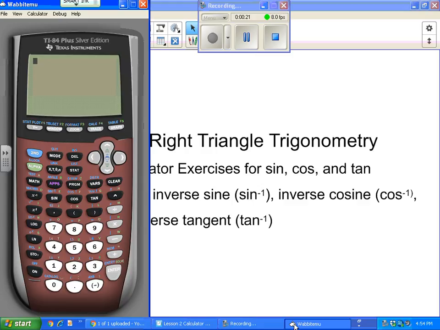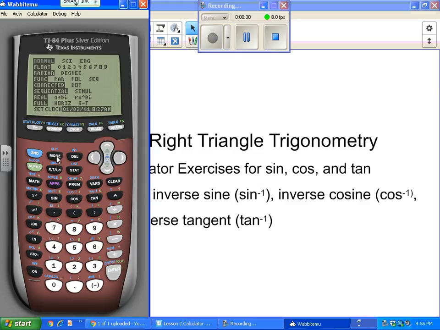The first thing I want you to do before we start the lesson is hit the mode key. All of the angles that we're going to be using are going to be listed in degrees. They'll have a little degree symbol most of the time. So go down to the third row, go over to the right where it says degree, press enter. See if it finally picks it up. My screen's working a little slow.